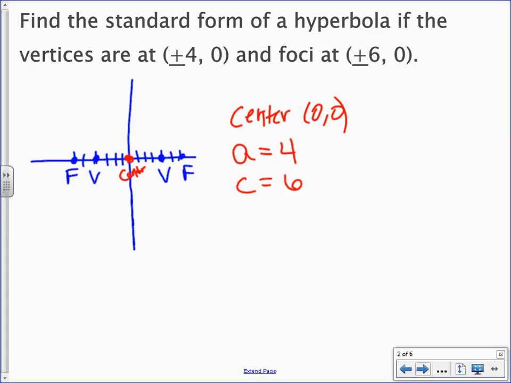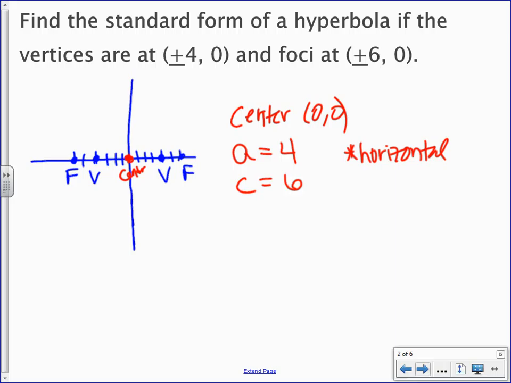B. We do need to find B, but before we do any calculations, it opens horizontally. Okay, we need to identify that it is a horizontal hyperbola, so we know which standard form to put all this information in. And then, yes, Sean, we're going to need to calculate B. All right?